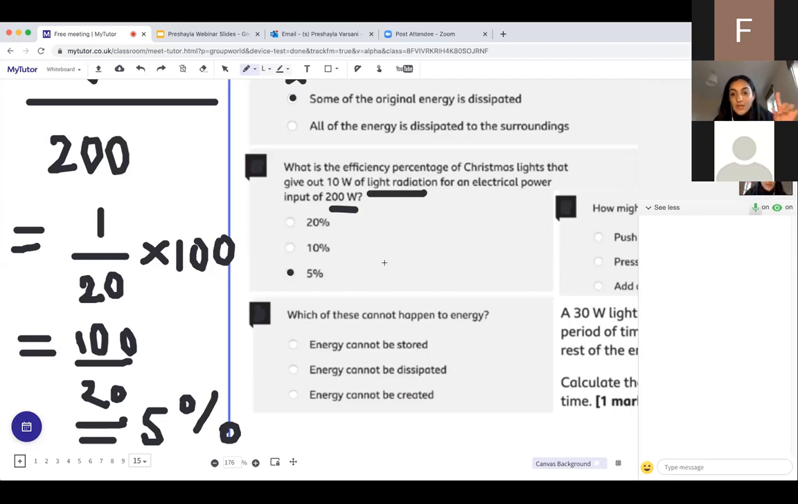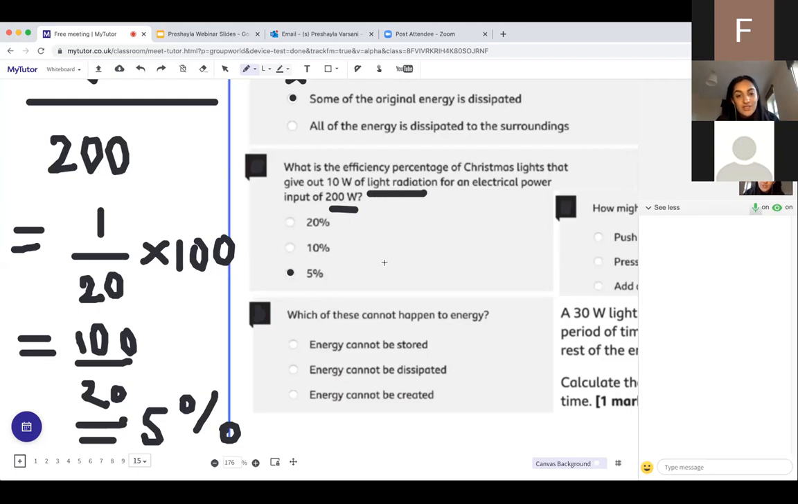Some of it is being lost in the wires between the bulbs. So it's got a lot of wiring on Christmas lights, which means lots of scope for the energy to be lost. Energy is lost in wires because of the resistance of the wires. So that's another place where energy can be lost.